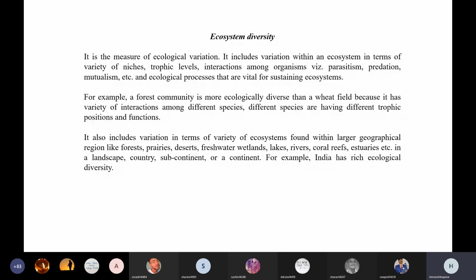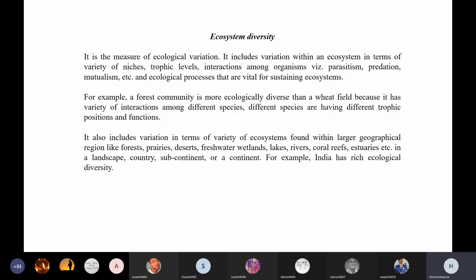Ecosystem diversity, like all the other diversities, is important because it ensures that ecosystems maintain homeostasis. So they are sustaining, maintaining a balance between the abiotic and the biotic interactions. Okay.